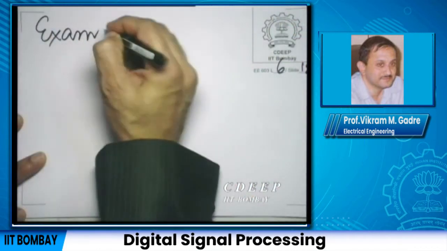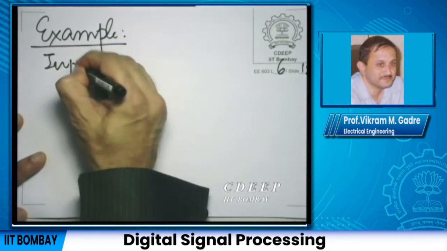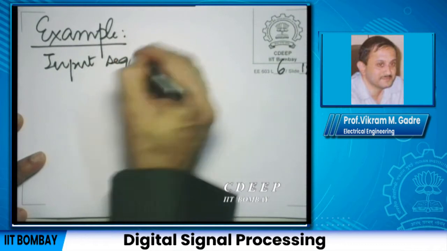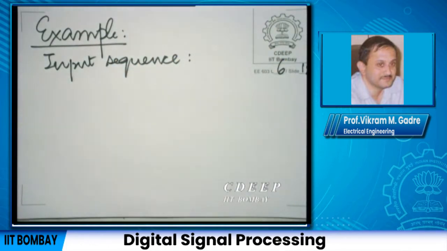Now, we will try and understand both of these interpretations with a specific example. We will take a very simple input sequence and a very simple unit impulse response sequence. So, we will take the input sequence, and here I am going to introduce some notation once again for convenience.